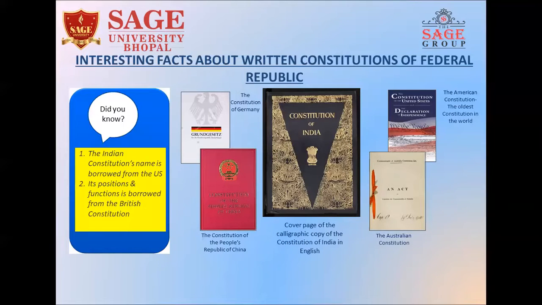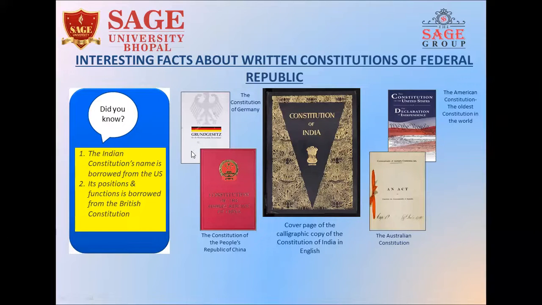Now, certain interesting facts about written constitutions of Federal Republic, like a constitution can be an unwritten one as well as a written one. Unwritten constitution, the example of which could be UK, United Kingdom, and written constitution is like that of our India. So the middle picture is the Constitution of India. As you can see, all these picturization, all these calligraphy oriented writings, this is the picture of original booklet of Constitution of India.